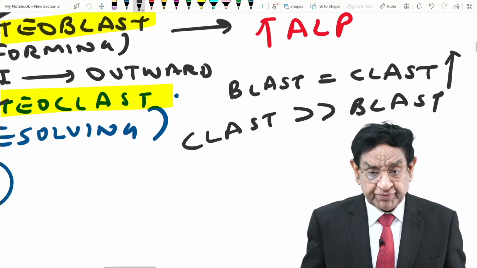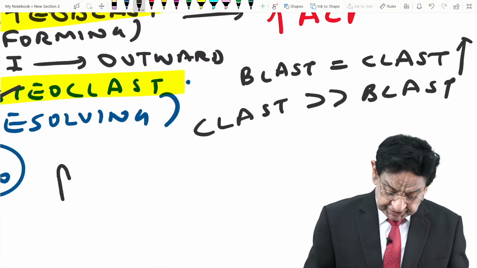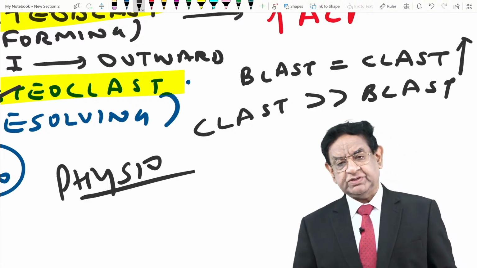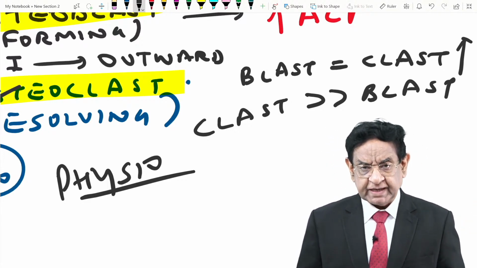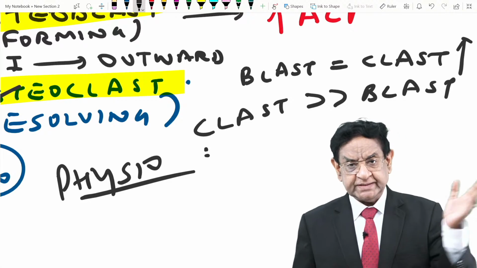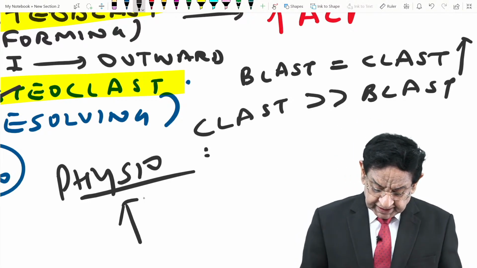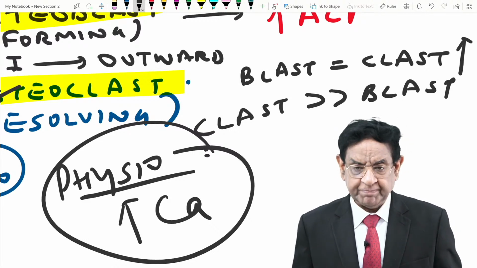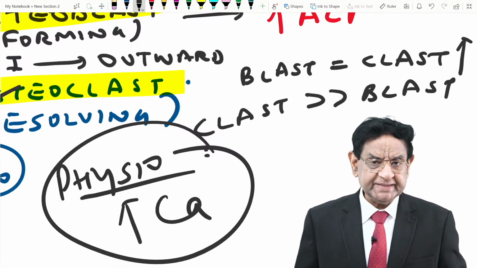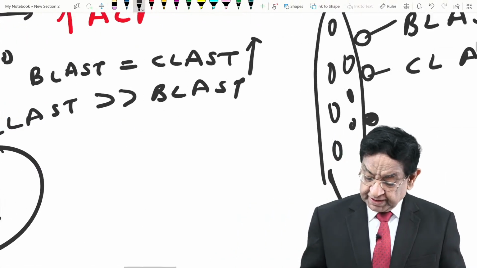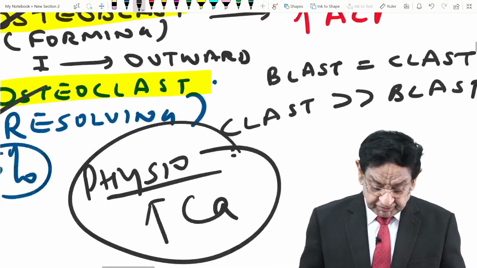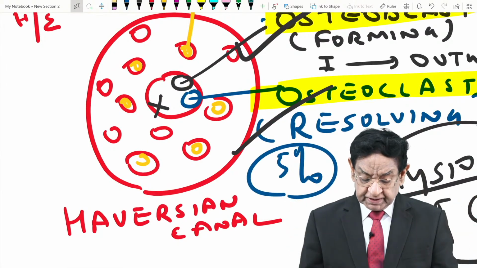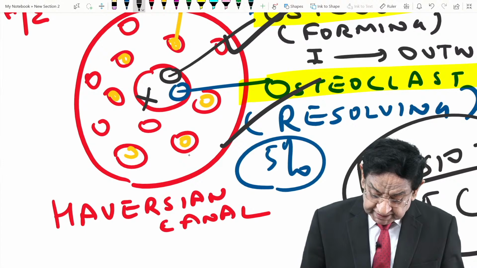So now let's correlate our histology with the physiology. It will try to resolve the calcium, more and more calcium coming out. That's the mechanism why hypercalcemia occurs in hyperparathyroid. This is a basic mechanism. Now what is happening in the bone? It is removing this calcium. So now these lacunae become bigger.